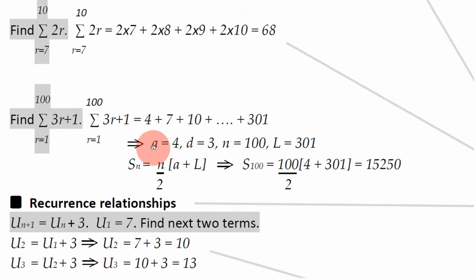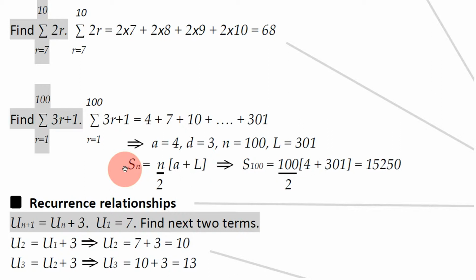Well, you've got a is 4 from that, d is 3 like we said a minute ago, and n is 100 since we're summing up 100 terms, and l, the last term used in this arithmetic series, is 301. Basically the 100th term is 301, and then we've got a choice of formula. We could either use this formula over here, Sn equals n over 2 times (a plus l), or the other one which I introduced before, which is Sn equals n over 2 times (2a plus (n minus 1)d). And since this is a bit shorter, I think I'll go for this one.